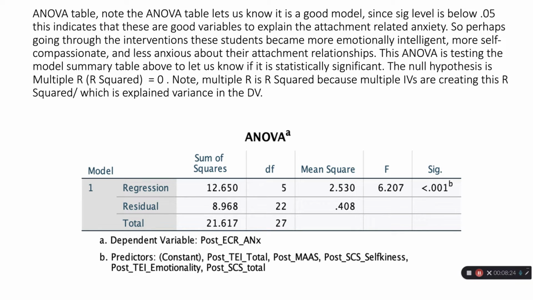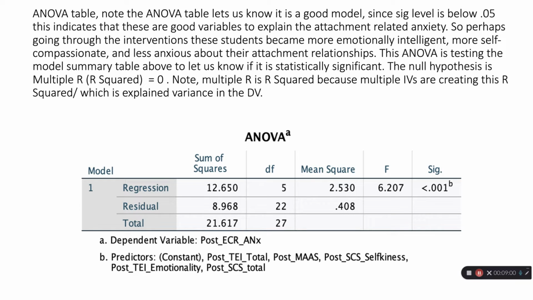So perhaps going through the interventions that the students went through, because our model at the time of pretest demonstrated that these were not predictors, and the model was not statistically significant, and the variance explained was 0.25. Now this is almost doubled, and it is statistically significant. So something happened to these students during the intervention, and perhaps they became more emotionally intelligent, more self-compassionate, and less anxious about their attachment relationships.